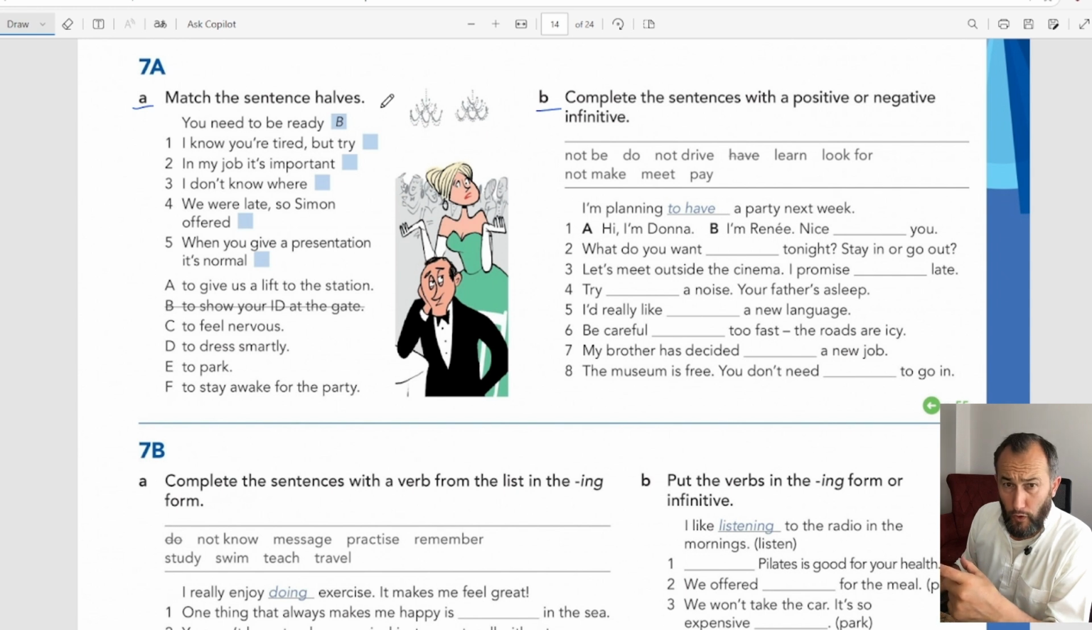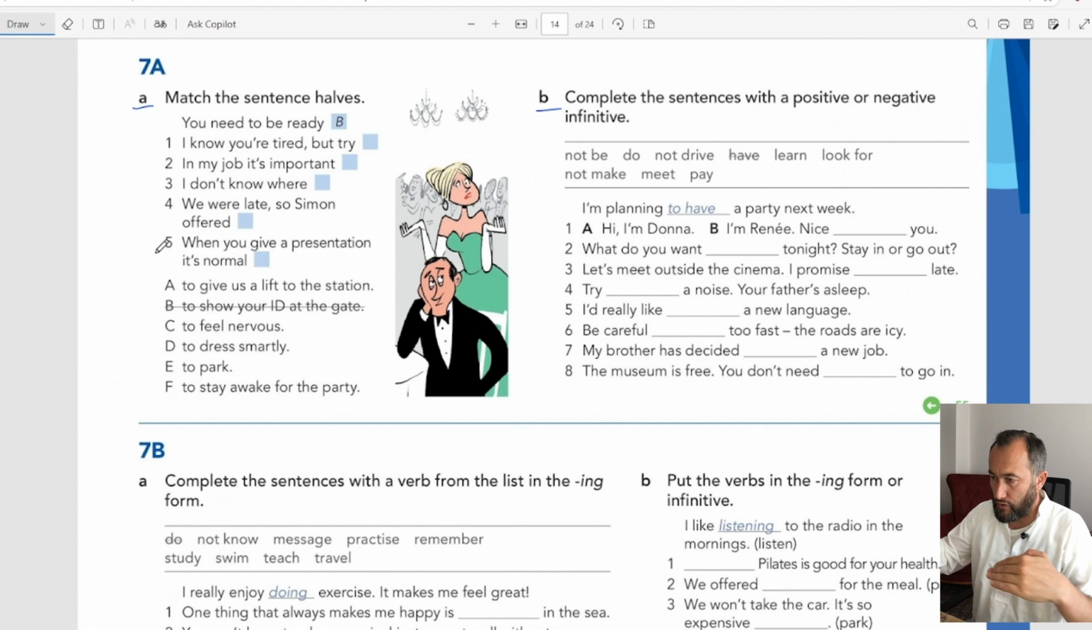Halves is a plural form of half. As you can see, one sentence they divide into half. Now we're going to match them together. Okay? So why they call it halves?